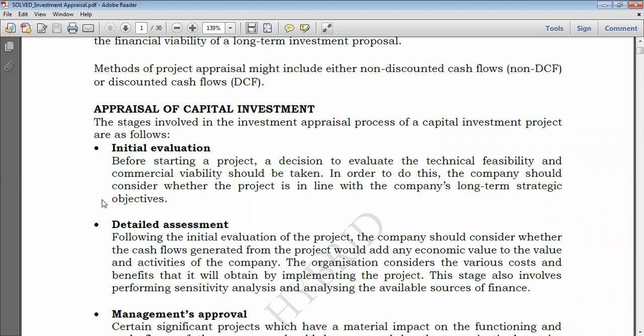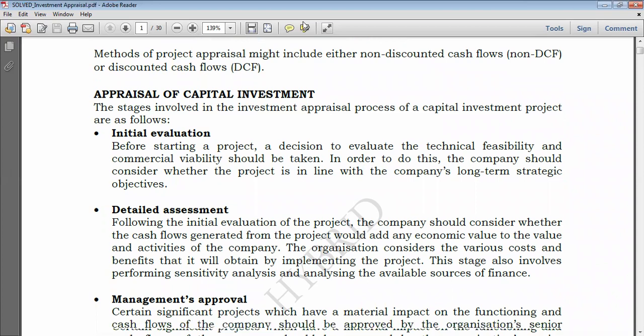And mostly, you try to check whether the objectives of the company and the achievements of such a project are in line, because if they are not in line, it will be difficult to monitor such a project. And then we come to detailed assessment.